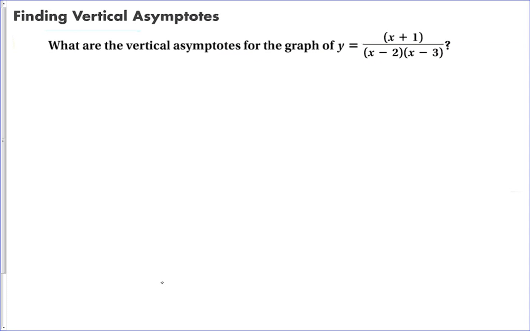Oops, too far. Vertical asymptotes. What are the vertical asymptotes for this graph? Vertical asymptotes are the easiest thing in the world to find, okay?